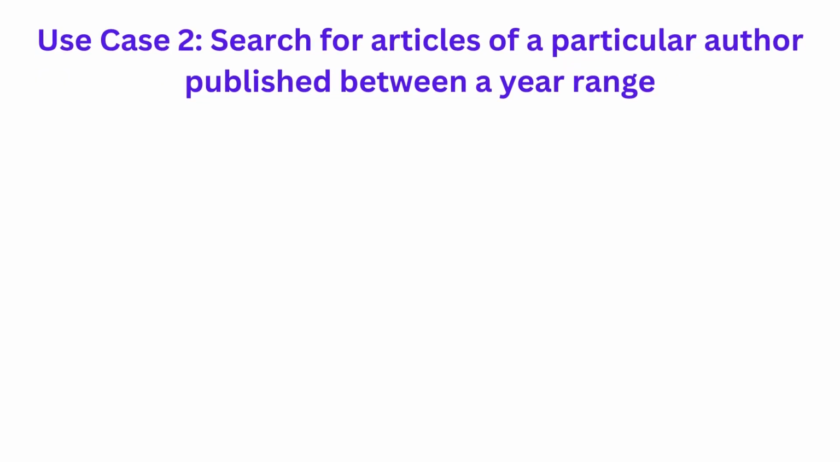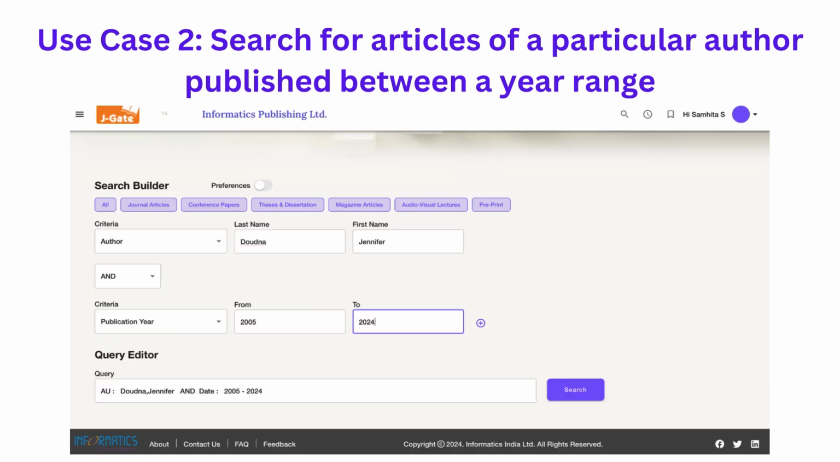The second use case demonstrates the powerful ability of SearchBuilder to search without providing a subject keyword. Here, we are trying to search for articles written by Jennifer Doudna and published between 2005 and 2024. To accomplish this, we select the criteria as author and provide the last name as Doudna and first name as Jennifer. We then select the AND operator.